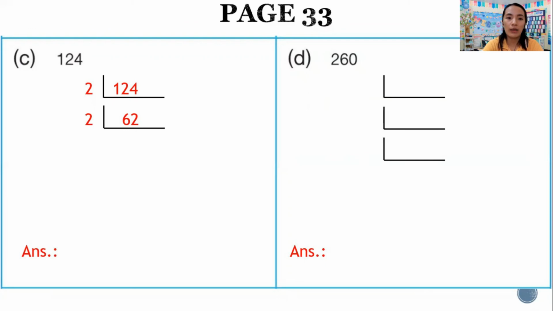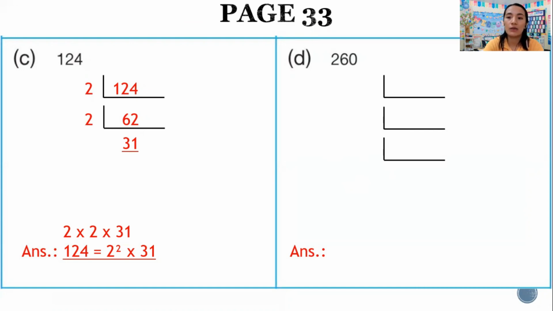Letter C, 124. 124 divided by 2 equals 62. 62 divided by 2 is equal to 31. 31 is a prime number. So we will write our answer as 2 times 2 times 31, or 124 equals 2 raised to the power of 2 times 31.